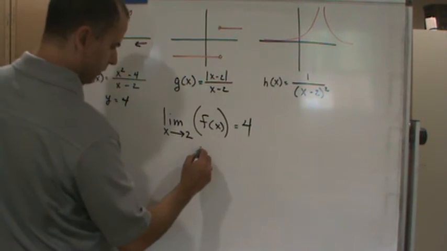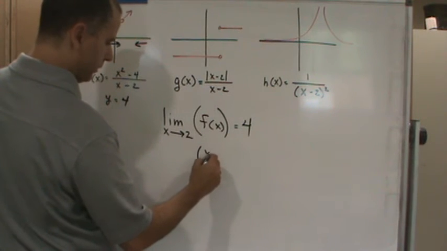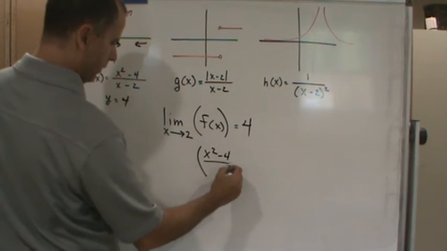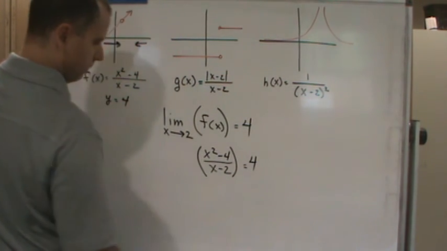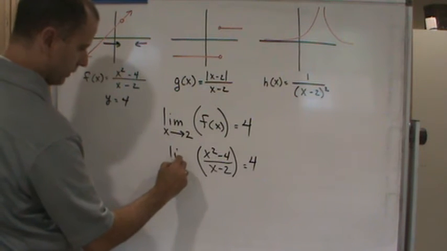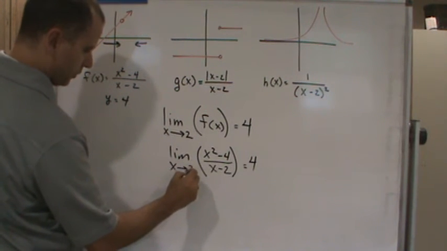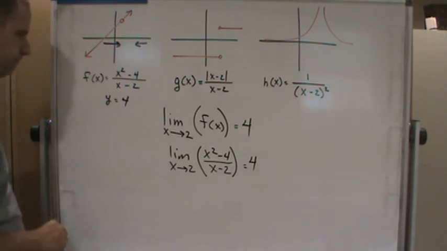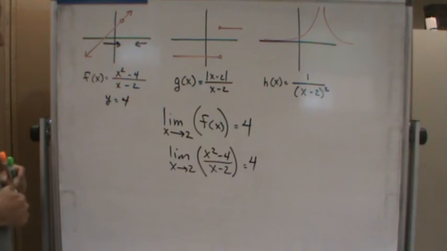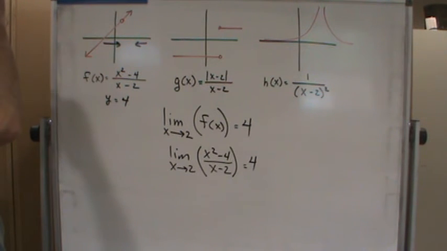Or we could just put in, as we will do later on, the rule. So we would just write the limit as x approaches 2 of the function is 4. And that's the idea of a limit. That's the intuitive idea, the intuitive definition of a limit.